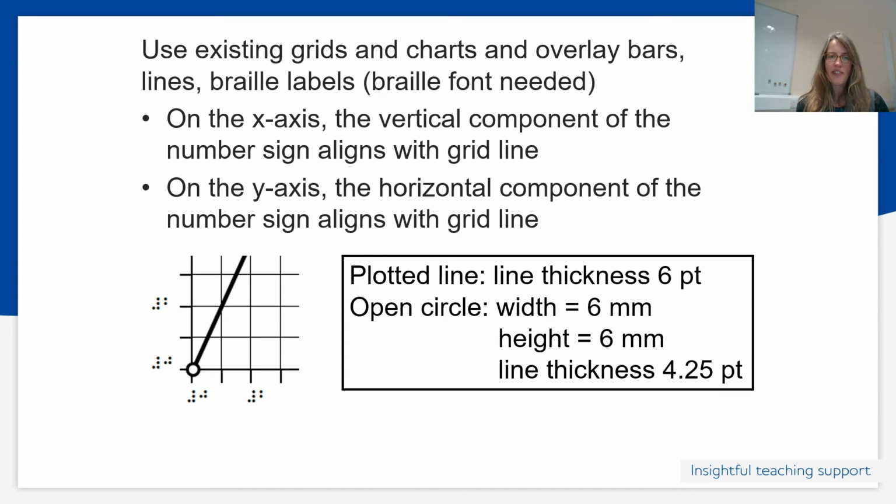Onto this particular graph, you can see that I've plotted a line. I've used, again, a different line thickness, in this case 6 point, just to make that easy to distinguish from the grid lines and from the axis. And I've used an open circle of 6mm diameter just to mark the plotted points.